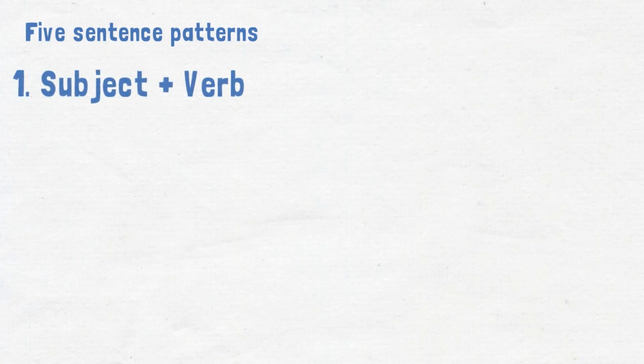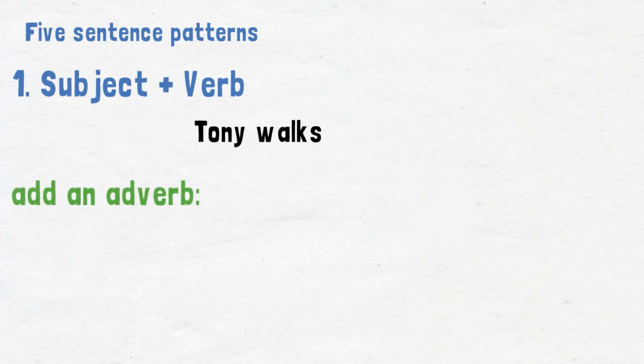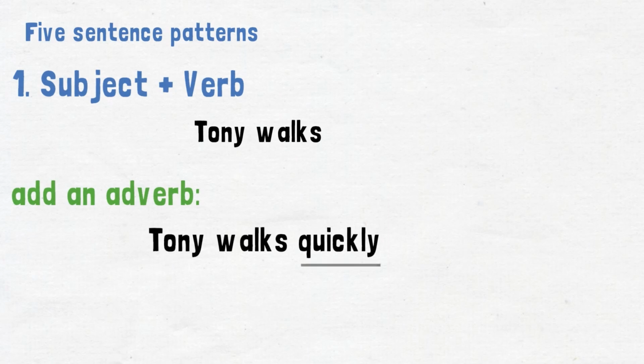Most sentences in English are constructed using one of these 5 patterns. Subject plus verb. For example, Tony walks. You can add an adverb to expand the sentence. Tony walks quickly.